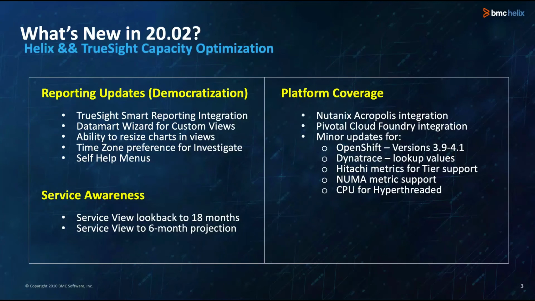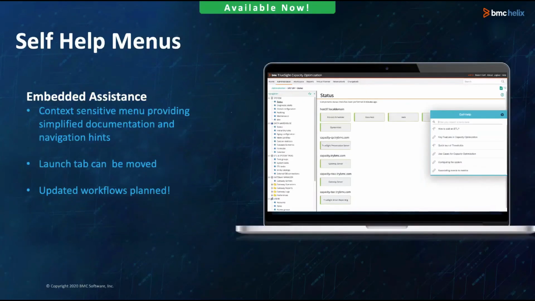We also updated our investigate capabilities when you're looking specifically at agent data to allow you to have user preferences on time zones. And then we also introduced a new capability called self-help menus, and I'm going to show you an example of that. But basically, in the UI now, you have this little window that's on the right-hand side, and it's context sensitive to whatever view you're on. So if we have workflows documented specifically for that view, then you would see that embedded in the UI. And you do have the ability to move that around the screen as well, depending on where you'd like to have that presented.